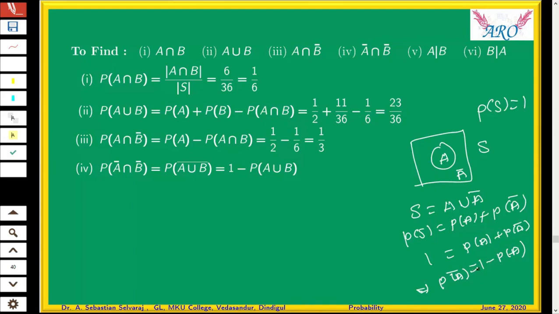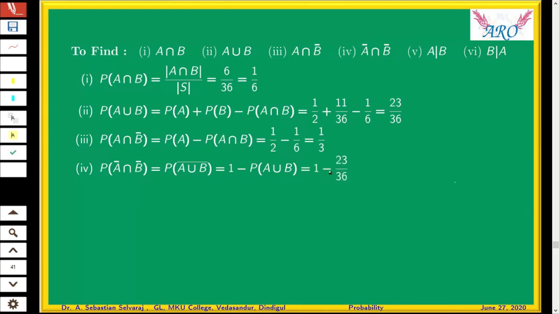In a similar way, we apply this result here: 1 minus probability of A union B. What about A union B? A union B is equal to 23 by 36. 1 minus 23 by 36. If we calculate the LCM and simplify, we get the result 13 by 36.